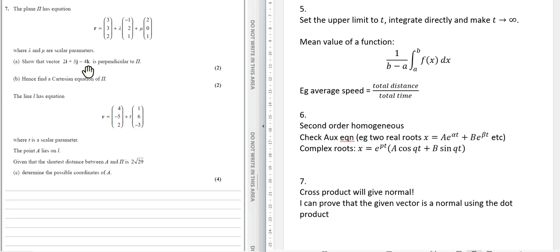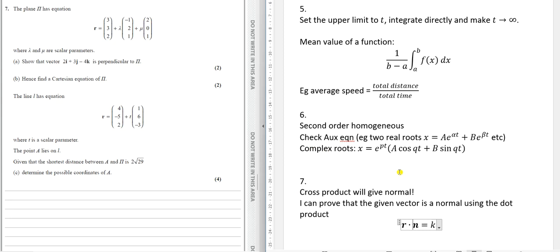Show that the vector they've created here is at least parallel to the cross product you create from these two direction vectors. And if they didn't give you this bit, then it's quite a bit of work to get unless you use the cross product. So it's worth being aware of. Hence, find the Cartesian equation.